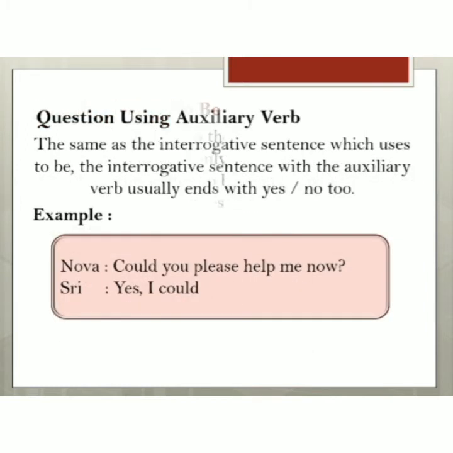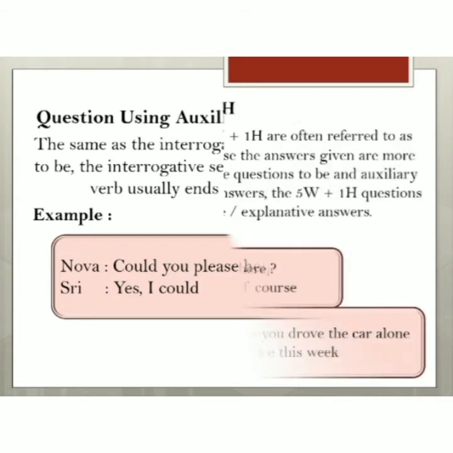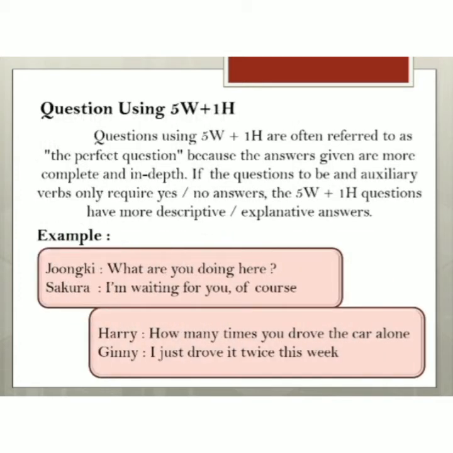Next, question using auxiliary verb. The same as the interrogative sentence which uses to be, the interrogative sentence with the auxiliary verb usually ends with yes or no too. Example, Nova: Could you please help me now? Yes, I could.